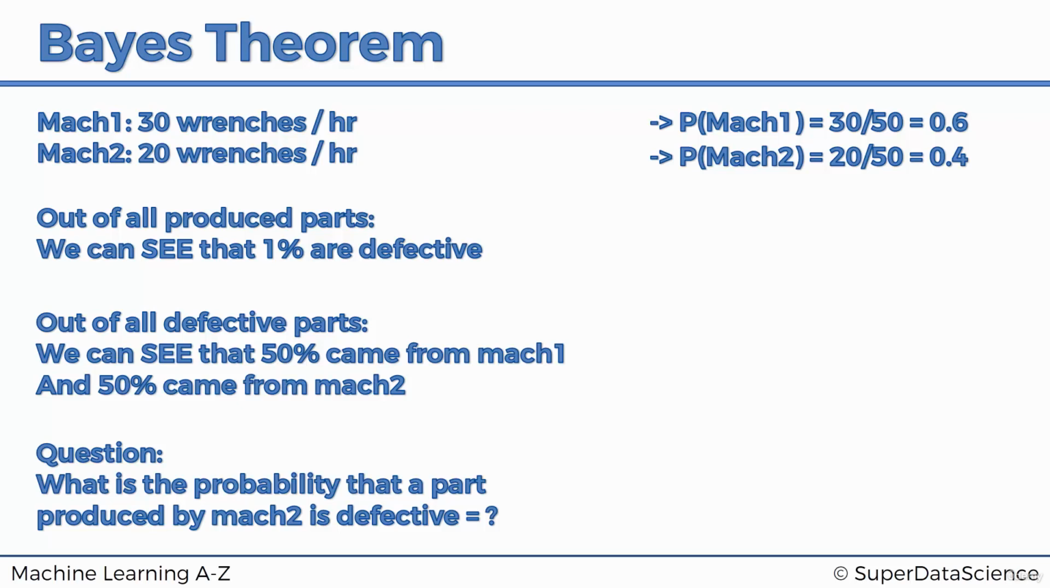Now let's see what we can get out of the second line. We can see that out of all the produced parts, 1% are defective. Well, it's very simple to rewrite this in mathematical terms. We can just say the probability of a part being defective equals 1%.